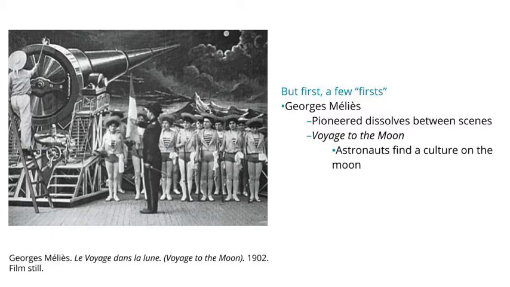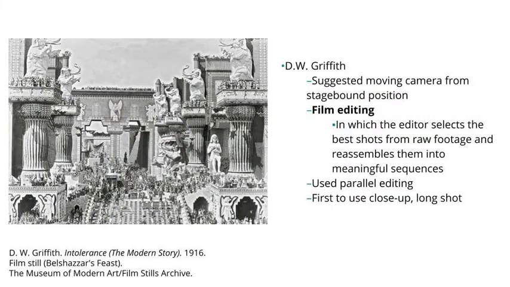D.W. Griffith suggested moving the camera from a stage-bound position. So actually moving it around instead of having it be all locked in one spot was started by Griffith. He also started film editing. At this time, it meant literally cutting apart the film and gluing it back together. Nowadays, you can do it all on a computer.